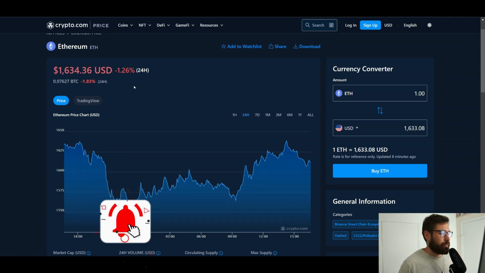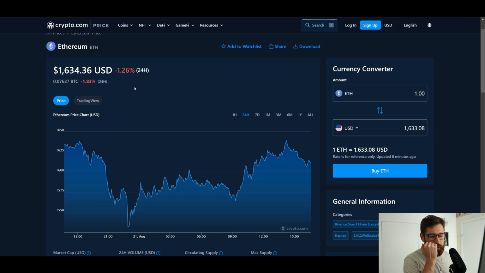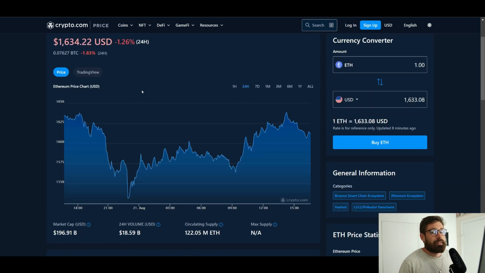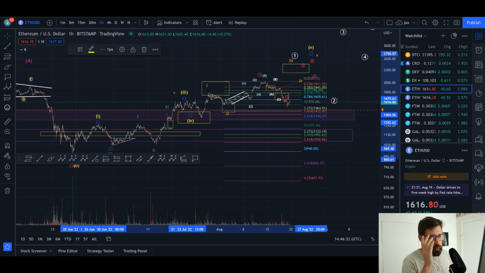We're gonna go over Ethereum. Currently sitting at 1634, down 1.26 on the day. Sitting at a market cap of 196 billion. 24-hour volume 18.59 billion. Let's hop into the charts. We're gonna start here on the 1 hour time frame.